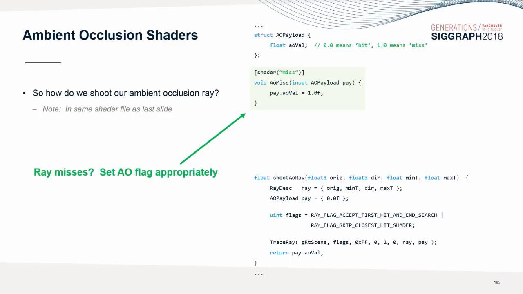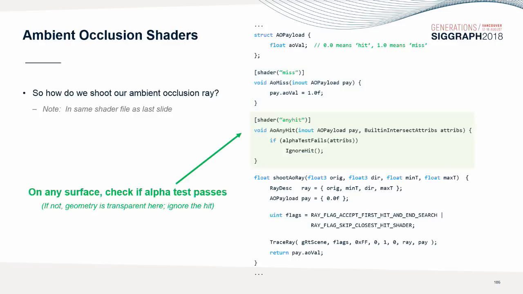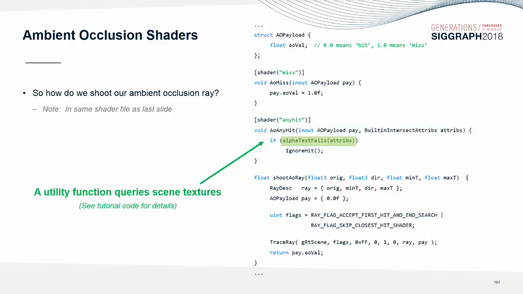In my miss shader, if I don't hit anything, I set this return value to 1. If I hit something, here I'm doing an alpha test. I run a little function here, alpha test fails, which is specific to my tutorial because it has to query the texture. If I hit a transparent part, I ignore the hit. If I don't hit a transparent part of the texture, I keep going. And that is the code on the DX side for ambient occlusion.